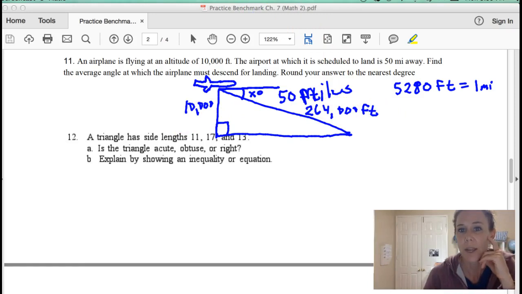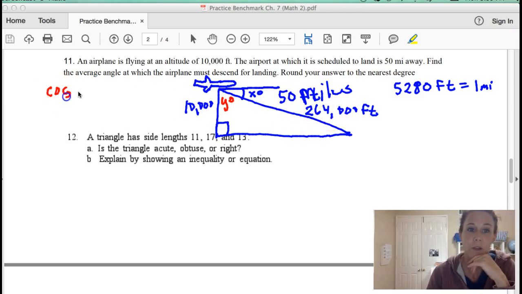I need to know the angle of depression here. So what I'm going to do is use this angle right here to use my trig ratios. And once I figure that out, I know this is 90 degrees, so I'm just going to subtract this from 90 degrees to get that angle of depression, or what's the angle that the airplane would have to descend, the average angle. So I have y, and what I have is the adjacent side and the hypotenuse. Since I have adjacent and hypotenuse, I'm going to use cosine.